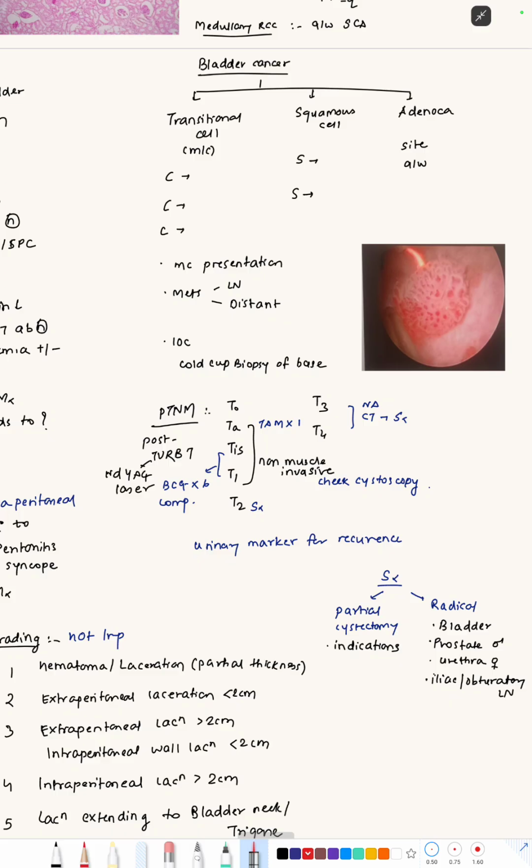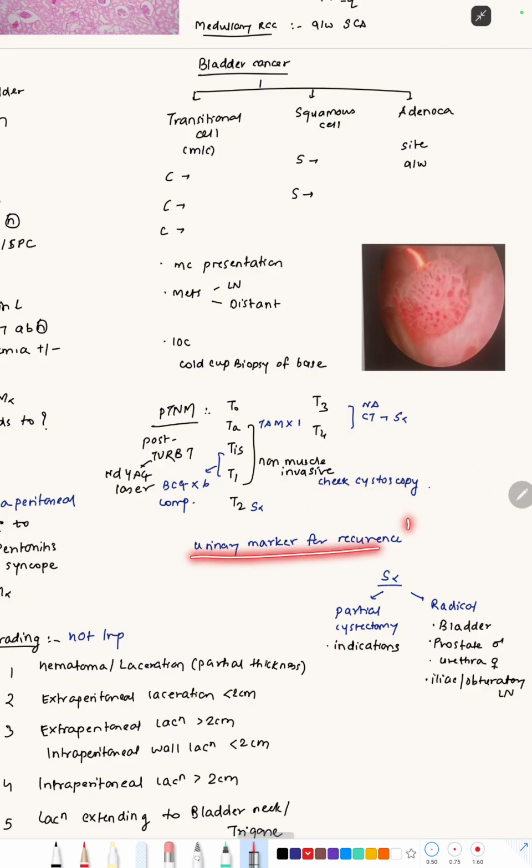So what is the management? The management for each of Ta, Tis and T1 is different. For Ta, it is TAM into 1. What is TAM into 1? It consists of intravesical chemotherapy using thiotepa, adriamycin and mitomycin C for 1 cycle. Then for Tis, that is in situ, and T1, it is intravesical BCG for 6 cycles. And then for T2, T3, T4, neoadjuvant chemotherapy followed by surgery is needed. Now check cystoscopies should be done every 3 months.